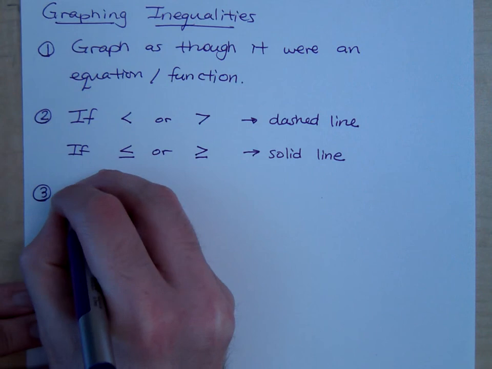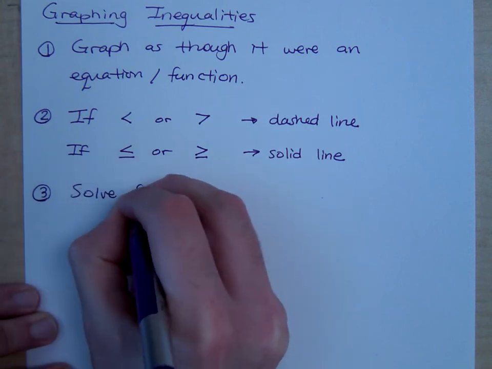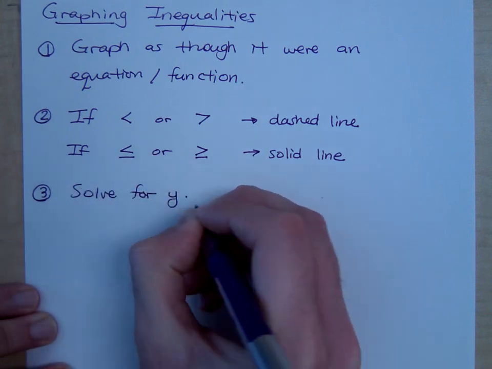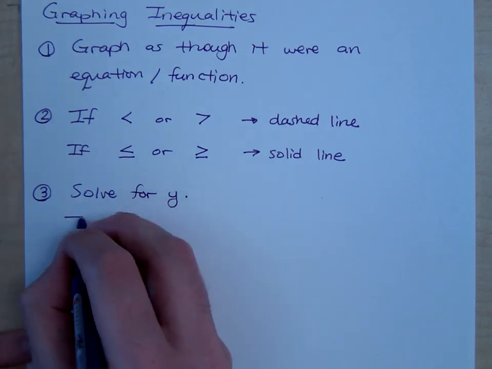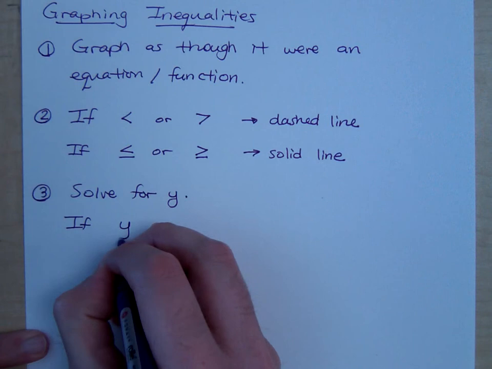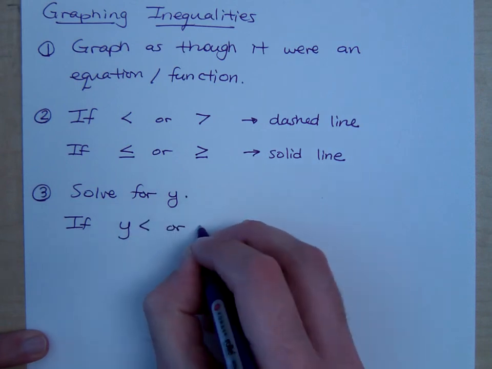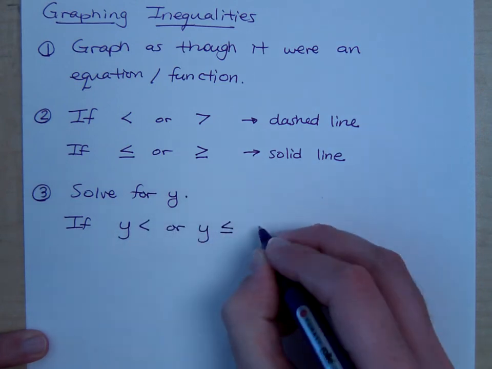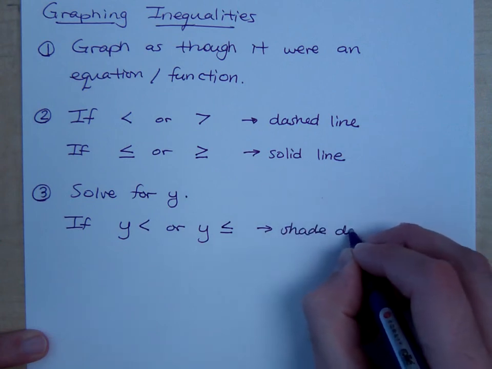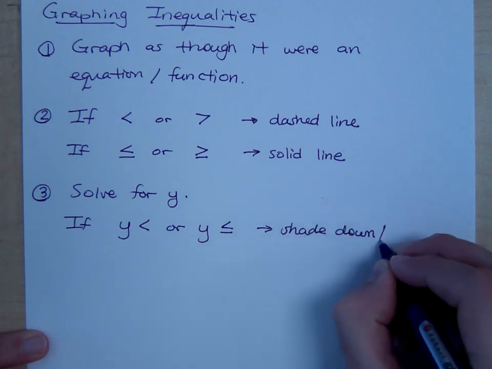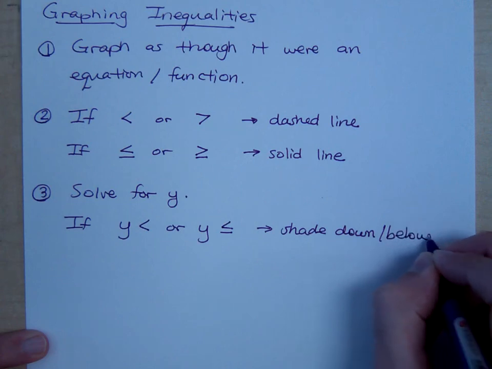Now, this third step here, first of all, says to solve for y. I need you to solve for y so that the next part makes sense. When you solve for y, you're going to see 2 things. If y is less than or equal to, I want you to shade down or shade below, however you want to think about that.